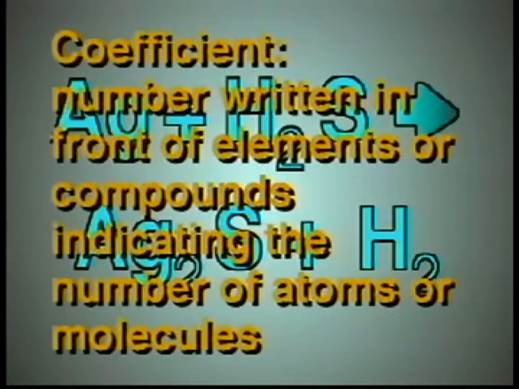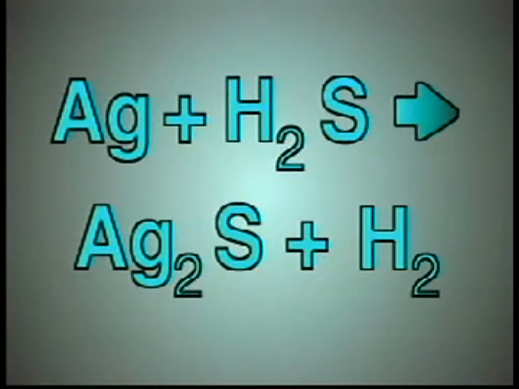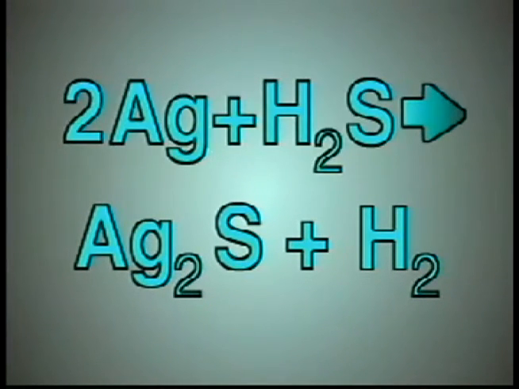A coefficient is a number written in front of chemical elements or compounds, indicating the number of atoms or molecules of a substance present in the reaction. We can write a coefficient of 2 in front of silver on the reactant side of the equation to balance the equation. This will make 2 atoms of silver on the reactant side of the equation and 2 atoms of silver on the product side. Now the chemical equation is balanced.